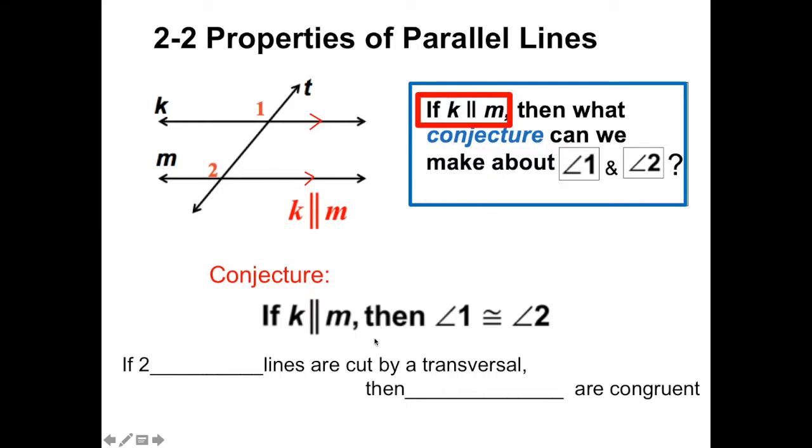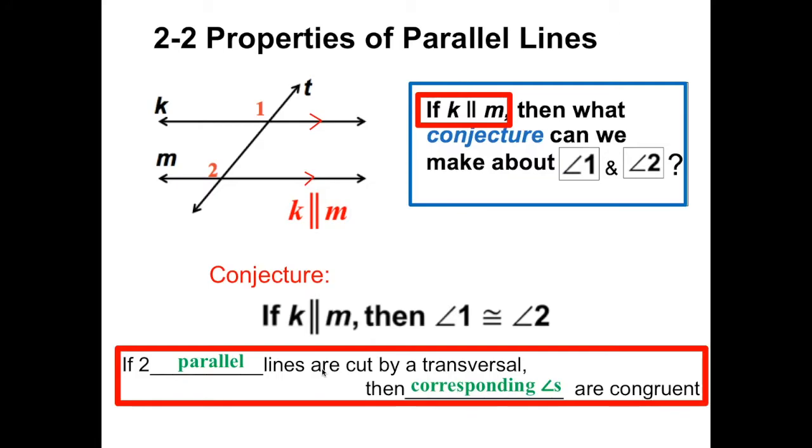So let's translate this. If K is parallel to M, then angle 1 is congruent to angle 2. Let's translate this into more general words so that we can use this in proofs going forward. It'll be written out just like this, or with abbreviations too, which I'll show you later. If two what? Now what is given to us? Well, K and M is given to us after our if: K is parallel to M. So if two parallel lines are cut by a transversal, then what? What's the conclusion we can make? Then corresponding angles are congruent.